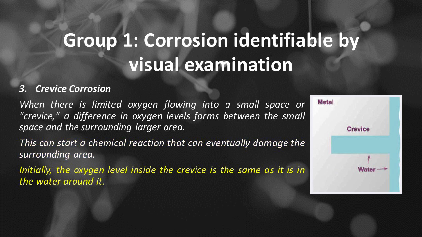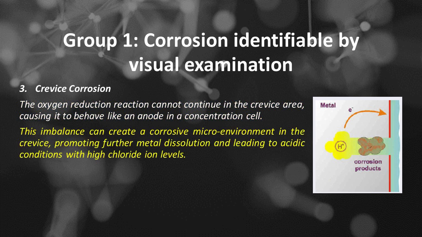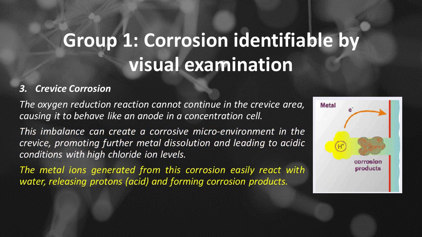Initially, the oxygen level inside the crevice is the same as it is in the water around it. The oxygen reduction reaction cannot continue in the crevice area, causing it to behave like an anode in a concentration cell. This imbalance can create a corrosive microenvironment in the crevice, promoting further metal dissolution and leading to acidic conditions with high chloride ion levels. The metal ions generated from this corrosion easily react with water, releasing protons, acid, and forming corrosion products.